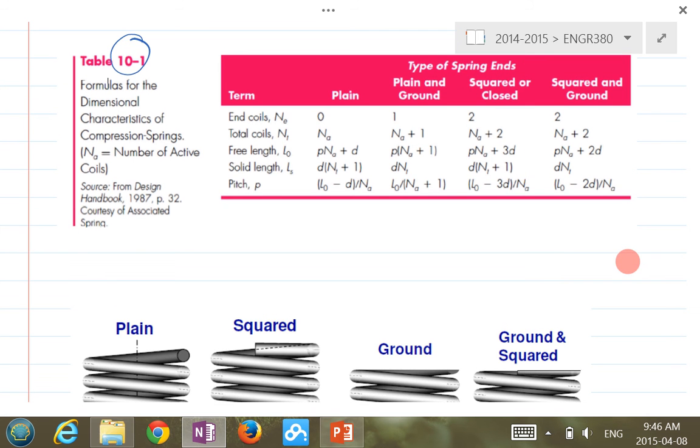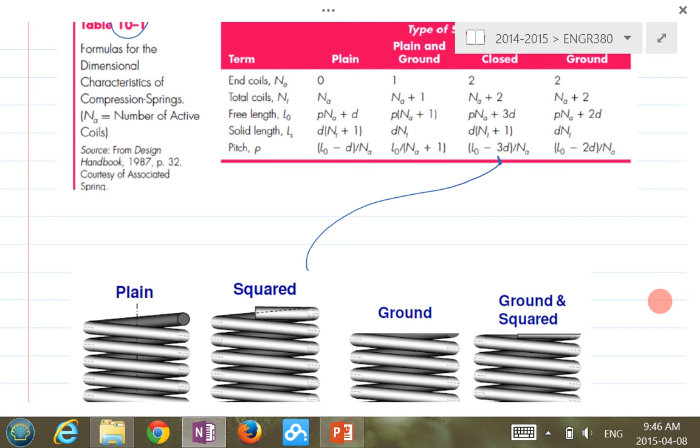And the squared will be this one here, right? Okay, yeah. Then you can also have so-called ground. Basically, if this is a plain end right here, you cut off the top piece, make it flat, and basically flatten the top. That becomes the ground, and that's this one, the second column. Okay, that's ground. Squared and ground essentially is the squared, and then you flatten this top portion, and that becomes the squared and ground. Okay, yeah.